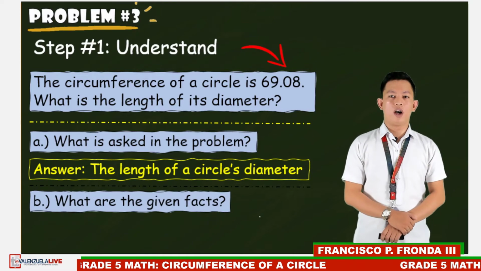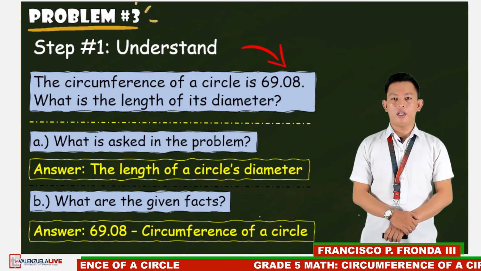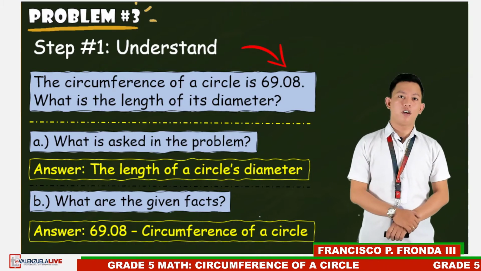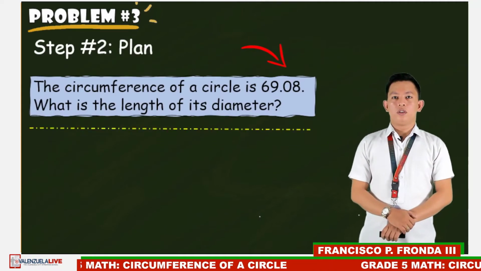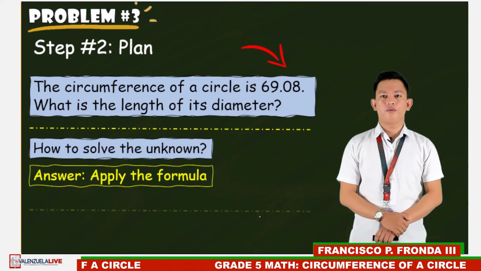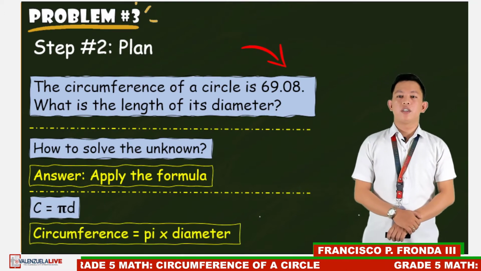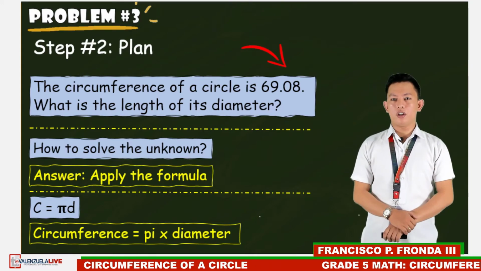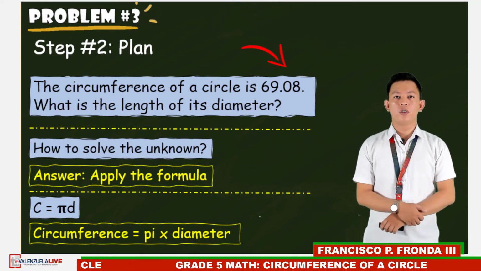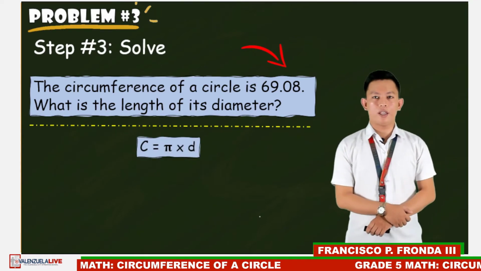Okay? And now, what are the given facts? The given are 69 and 8/100. This would be the circumference of the circle. And we have the value of pi. Now, let's plan this problem. How to solve the unknown. Now, let's apply the formula. The formula we're going to use is C is equal to pi times D, or circumference is equal to pi multiplied by the diameter. Why? Because, again, the given is in the form of diameter. Now, let's use this formula.